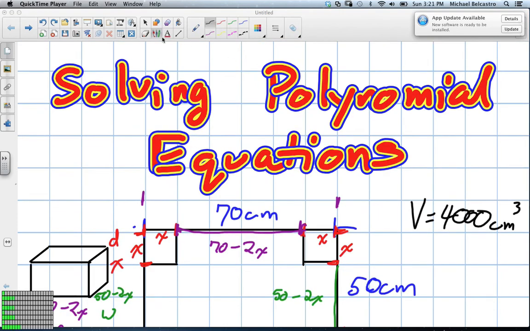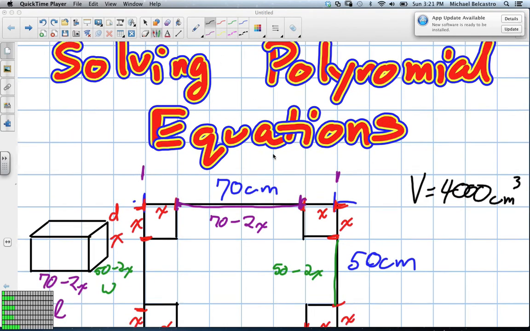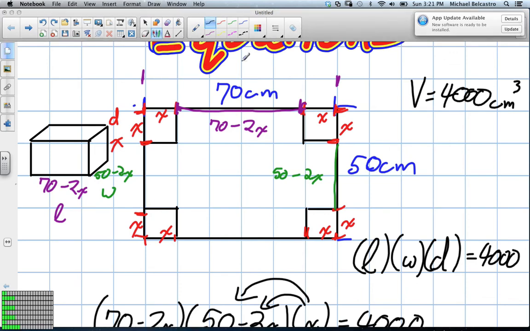So since we made that question up, it became a little difficult. Really, we might not actually find a factor in that one. We just pulled numbers arbitrarily. So I went back and changed this. I'm going to change the volume to a number that I know is going to work. So let's say we're actually trying to find a volume of 15,000 centimeters cubed.